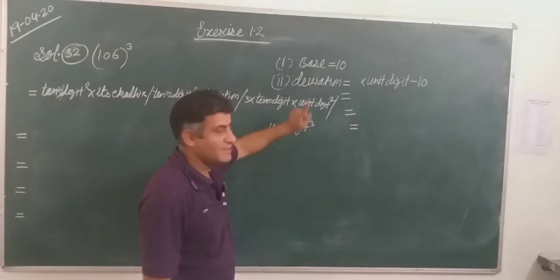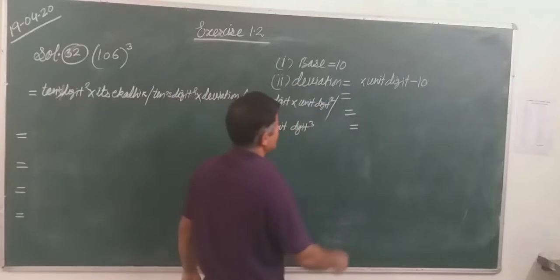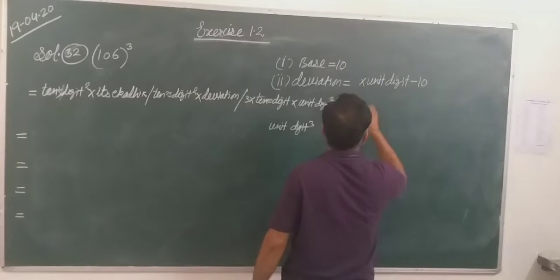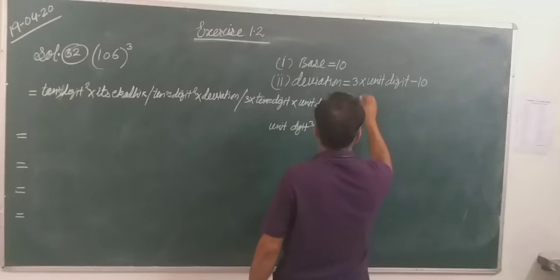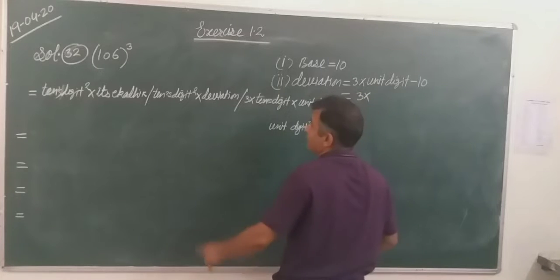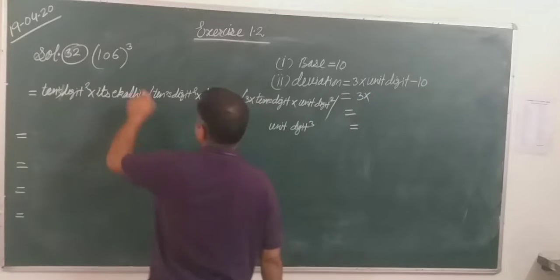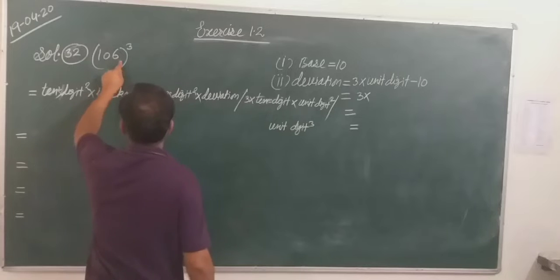Then the same method: deviation is equal to 3 times the unit place digit. Here 3 into unit place digit minus 10. So your 3 is 3, the same number. It is from the formula, and what will be the unit place digit? Your unit place digit is 6.